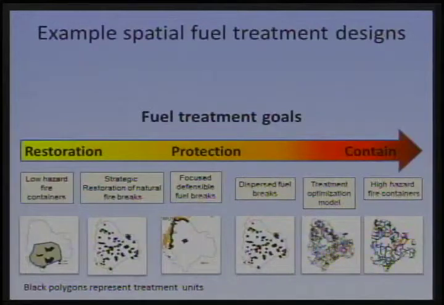I'll skip dispersed fuel. Well, dispersed fuel breaks might be around campgrounds, rec sites, owl nest sites. The treatment optimization model that Mark Finney developed puts treatments out in a spatially optimal way to stop the flow of fire from one end of the landscape to the other, so buying time so weather and suppression can put it out. And then at the extreme, we might have high hazard fire containers where people are treating along roads and treating stands prone to crown fire along roads and ridge tops to build a network so that fires can burn within each of these things. And perhaps we lose something, but they can be stopped.